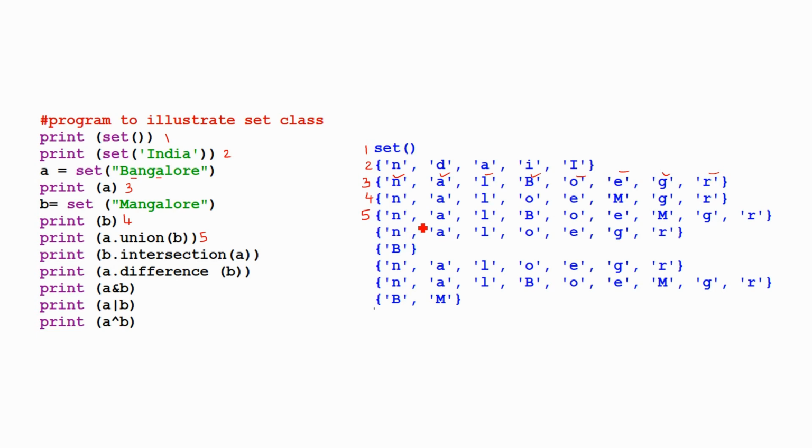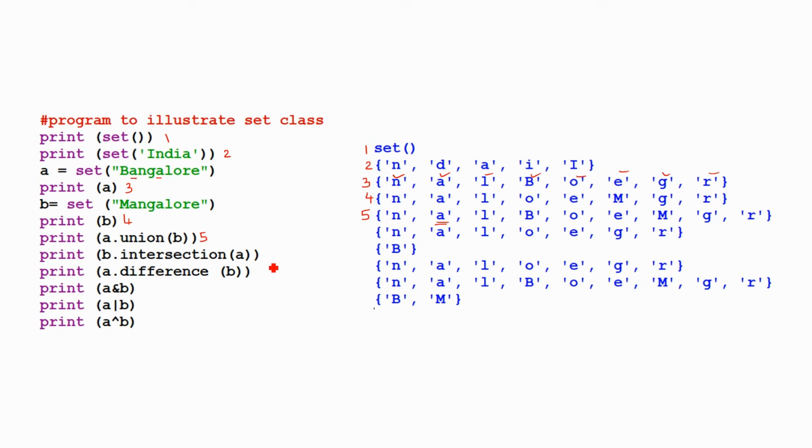Avoiding the duplications, you can see that if you had to do it, you would have all the characters of both Mangalore and Bangalore. But here, avoiding all the duplications, because here we have two times A, and here also we have two times A. But how many times do we have A in this? Only once. So the duplication is removed here.